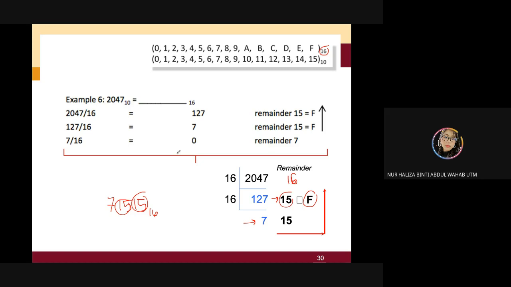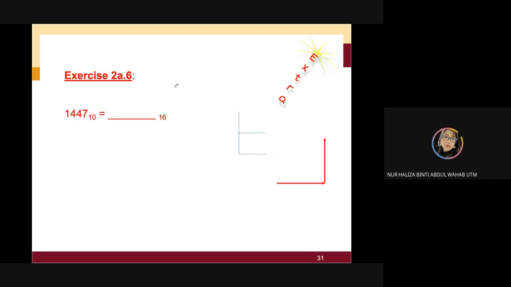Okay, now you can see over here. This is your answer: 7, 15, 15. But 15 you need to convert to F. So now your answer will be 7FF in base 16. This is how you convert, only for your integer number, not for fractions.